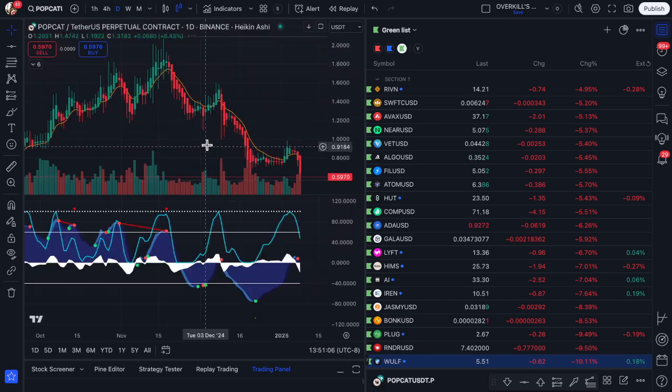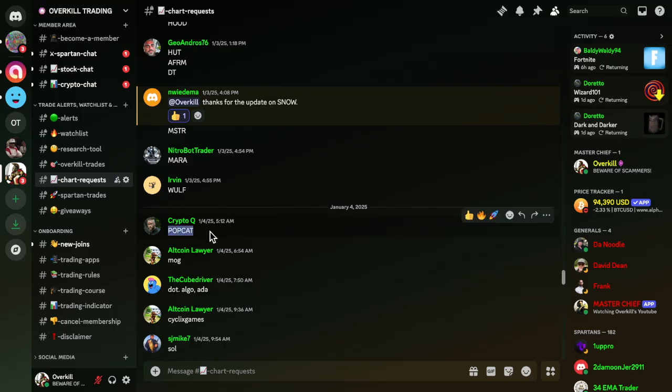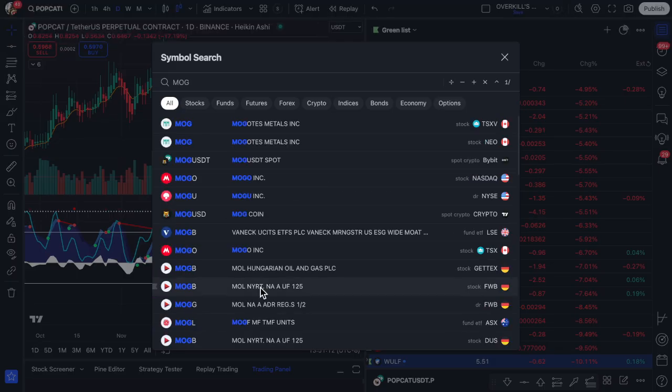Popcat, this one's not going to have any data because it's too new. That thing's selling off again. I'm not interested in meme coins, guys. MOG.